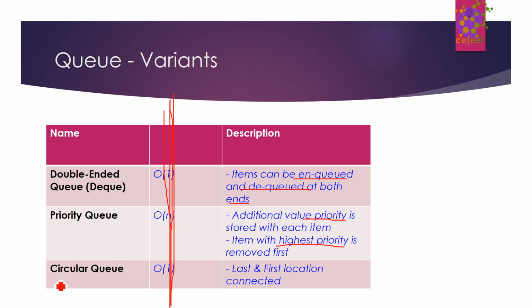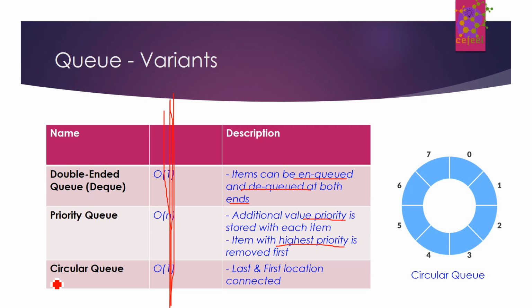The last is the circular queue, which is a very interesting concept, wherein the first and last locations are connected, which means the queue size is fixed, and the rear pointer can move in a circular way, something like this. So you can see the rear item, if it starts at 0, it will increment till 7, and when it's further incremented after 7, it will go ahead and reach the first location, which is 0. So this is a circular queue example.